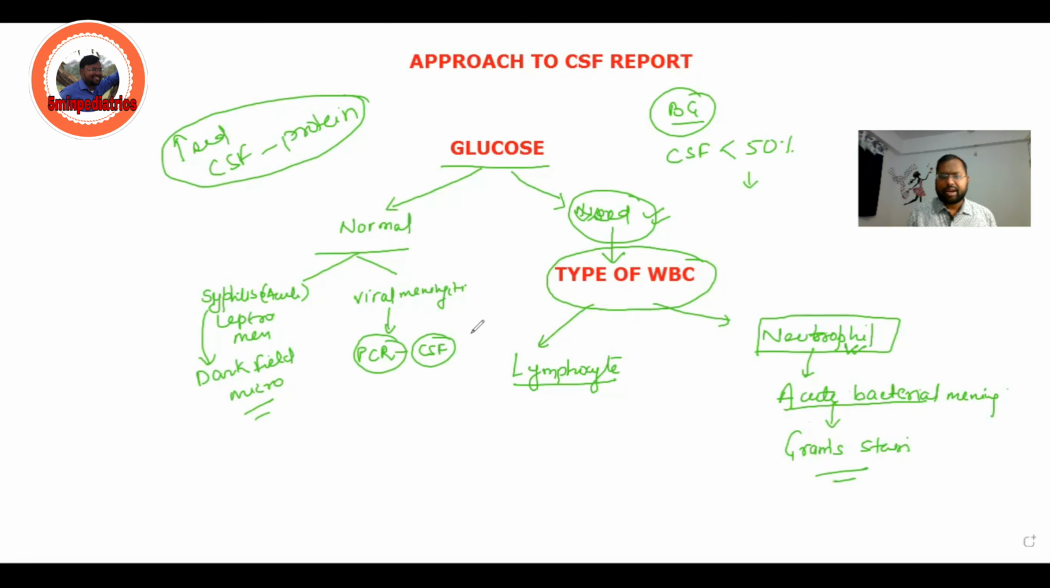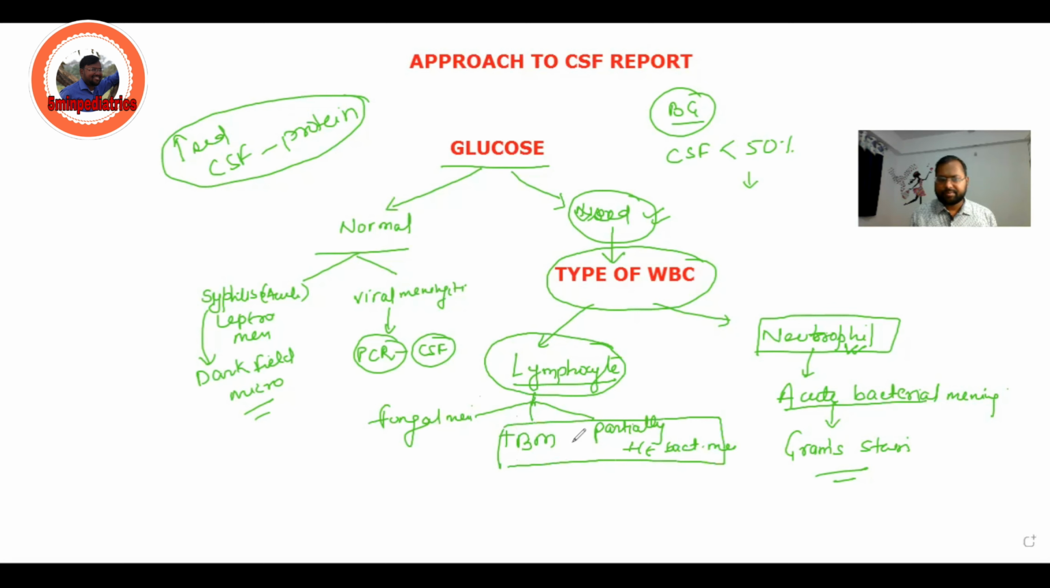And if we get lymphocytic predominance, then we have three common differentials, that is partially treated bacterial meningitis, tubercular meningitis, and the third one fungal meningitis. We can differentiate these conditions on the basis of cell count.